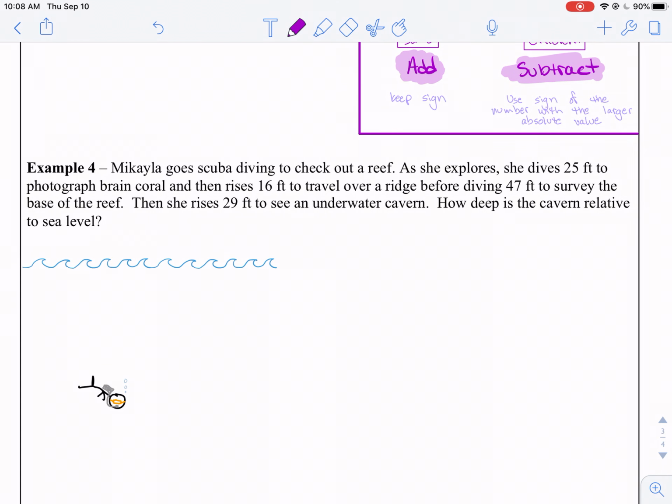As she explores, she dives down 25 feet. I'm gonna have red be down. She goes down 25 feet to photograph some brain coral she sees, and then she'll rise up 16 feet to travel over a ridge. And after that, she'll dive down again. She dives 47 feet to survey the base of the reef. After she's checked out that base of the reef, then she rises up 29 feet and she sees a cavern, which is like a cave. So how deep is the cavern relative to sea level?